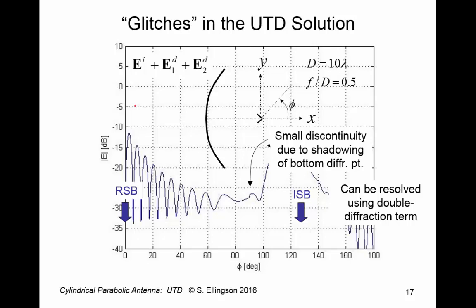It's worth noting here that we have some glitches remaining. For example, right here at 90 degrees, we have a discontinuity. It's small, but it's significant at the 1 or 2 dB level. This turns out to be double diffraction. So this is the problem that there's a ray that strikes here and then strikes here. That's 2 diffractions, and then it scatters. So that's what this glitch is.